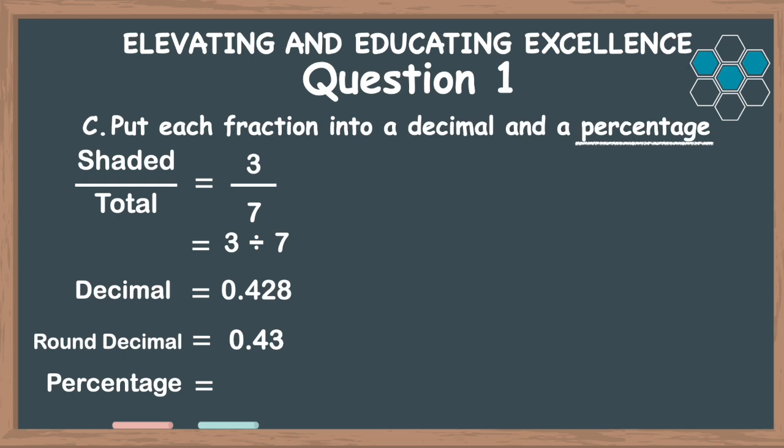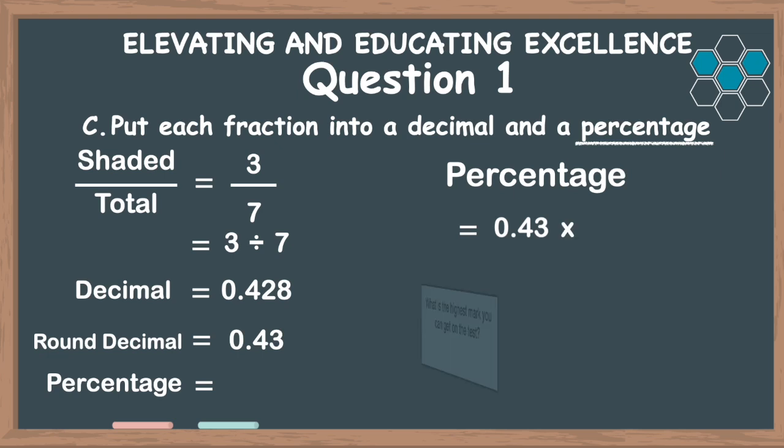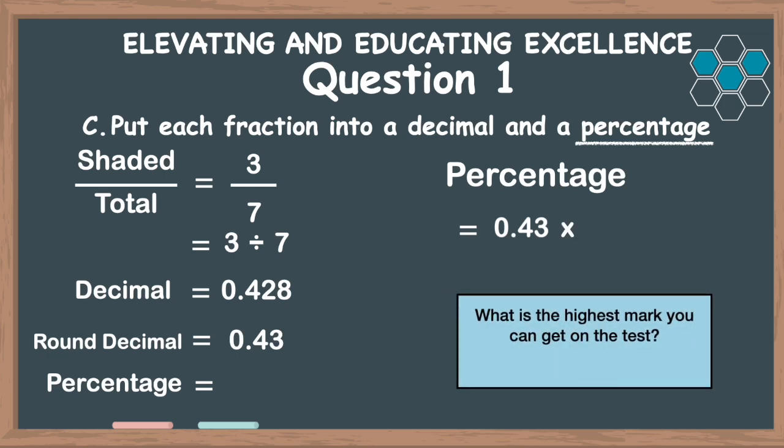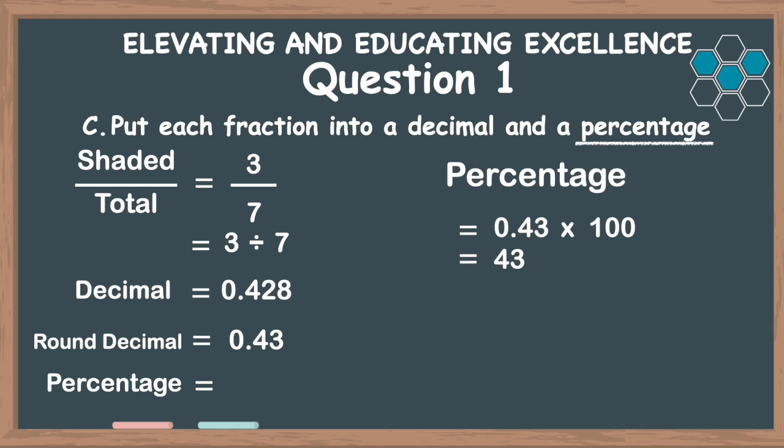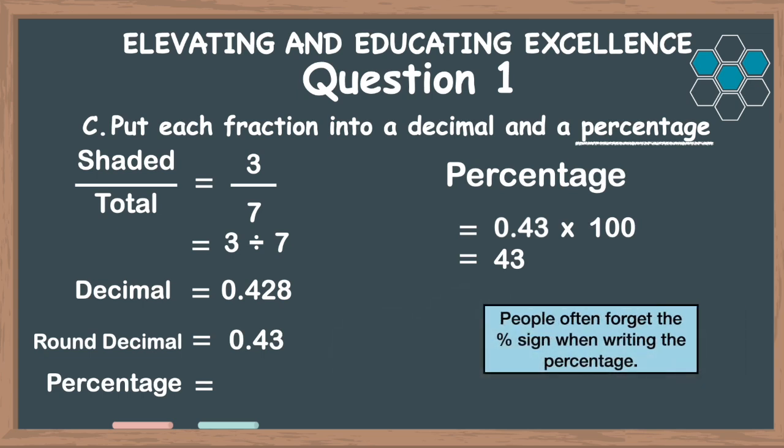So when trying to find the percent, what we're going to do is we're going to take that rounded decimal, and then we're going to multiply it by the answer in this question. What is the highest mark you could get on the test? The answer is 100%. So we're going to times 0.43 by 100. So 0.43 times 100 equals 43%. So what people often forget is the percent sign when writing the percentage. So don't forget it. So the answer is 43%.